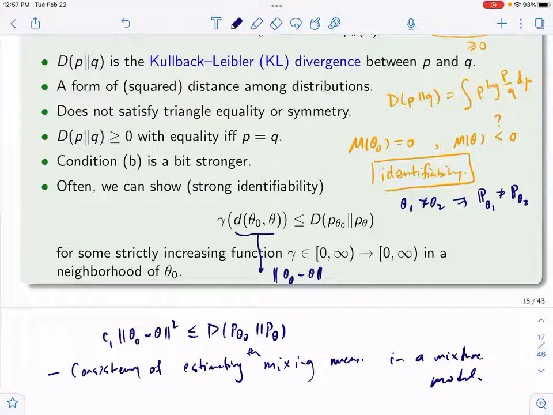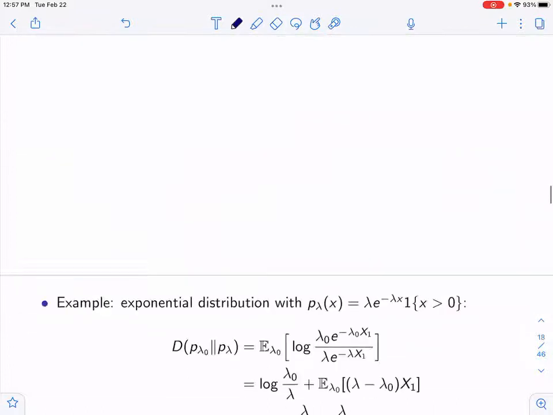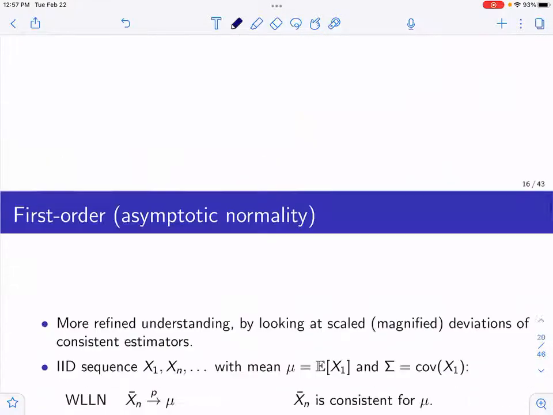Okay, any questions? Okay, let's move on. This is an example we can skip.